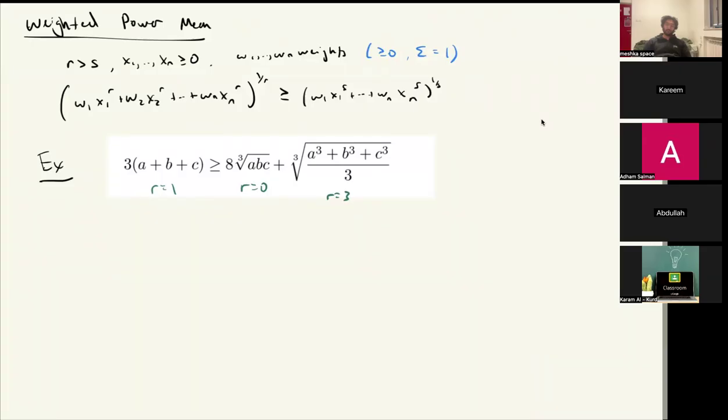Since we have an 8 on one side, we can take the weights 8 over 9 and 1 over 9. Okay, so you're suggesting we use, but what r are we using? What powers are we comparing for the weighted power mean? What are r and s? 1 and 1 over 3. Okay, great.